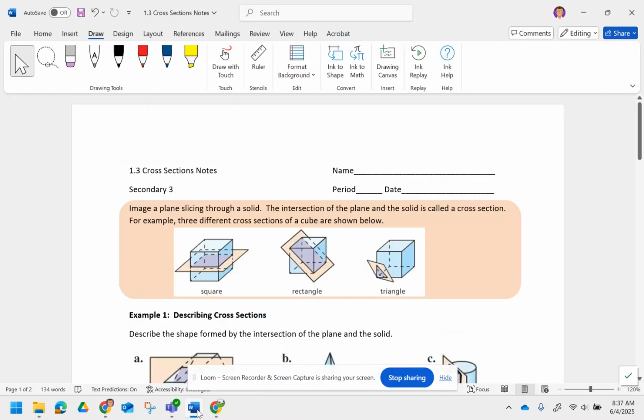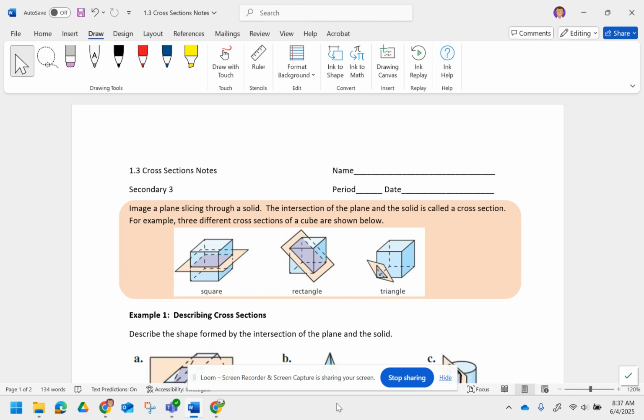Today we're going to be talking about cross sections. So, to understand cross sections, just imagine a plane slicing through a solid. Now, when we say solid, we're talking about three-dimensional shapes. Now, the intersection of this plane, a two-dimensional figure, and the solid is called a cross section.